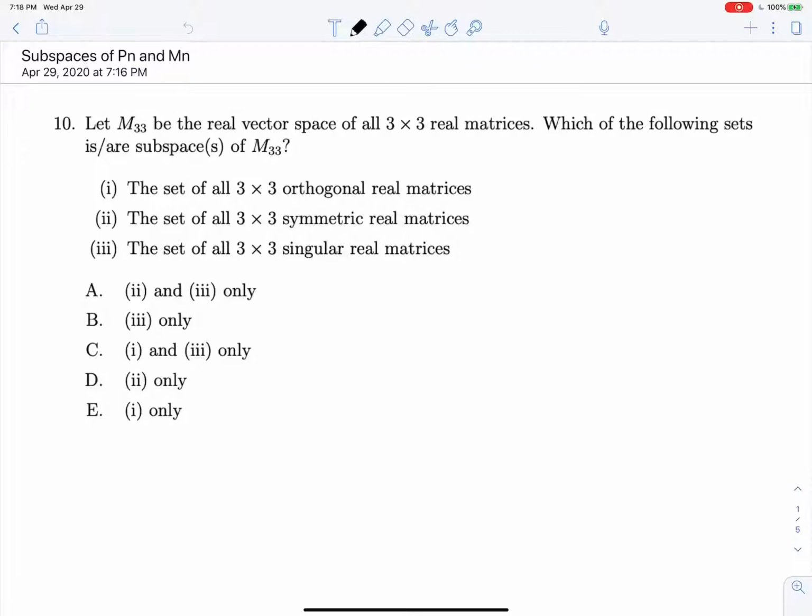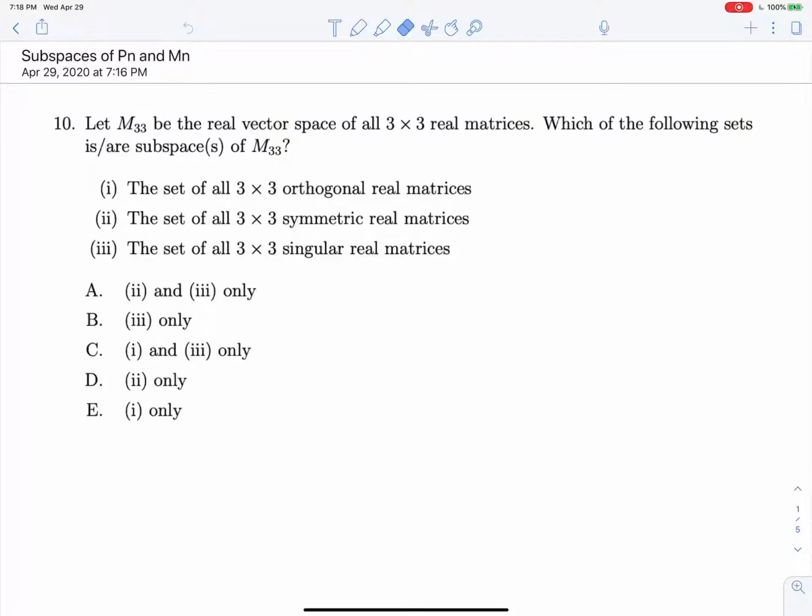I'm actually extremely excited for this one. You probably aren't, because you clicked on this video because it can be a really daunting topic and pretty unclear what's going on. But we're talking about subspaces of Pn and Mn, so polynomial and matrix subspaces.